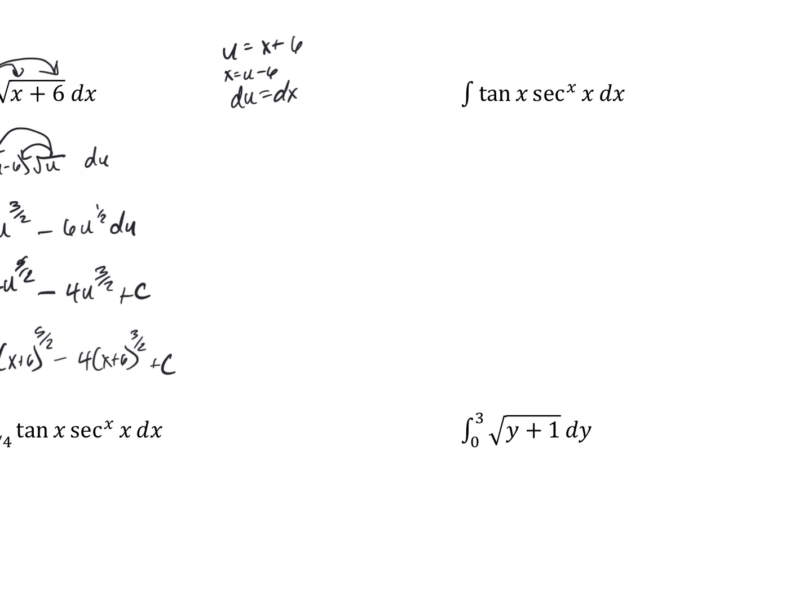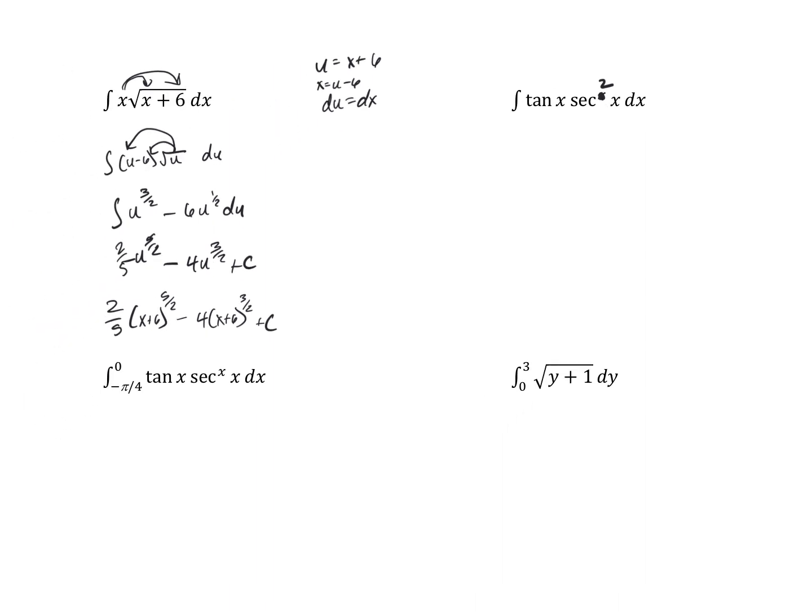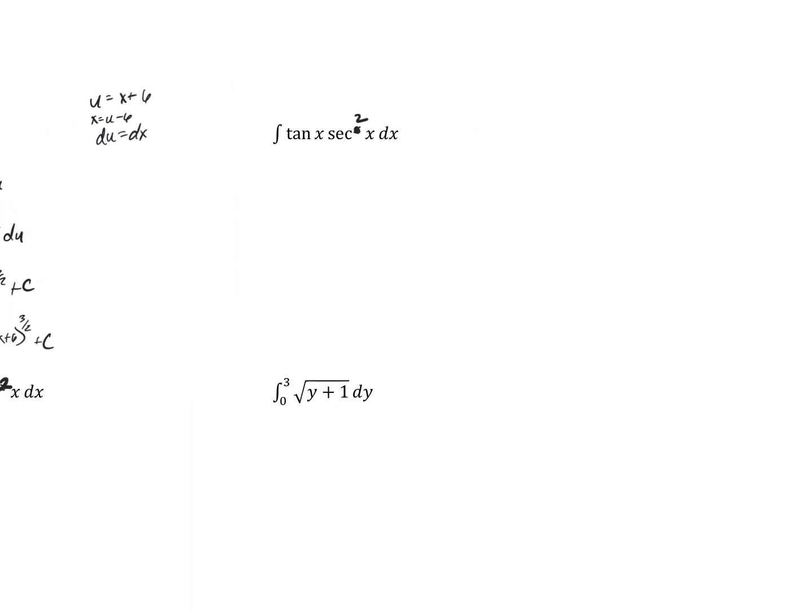Okay, you guys, this one is not supposed to be secant to the x. It's supposed to be secant squared. Same with the one on the next down here. Both of those are supposed to be squareds. Okay. Hey, what do you think we should set as u? Tan x. du would then be secant squared x dx.